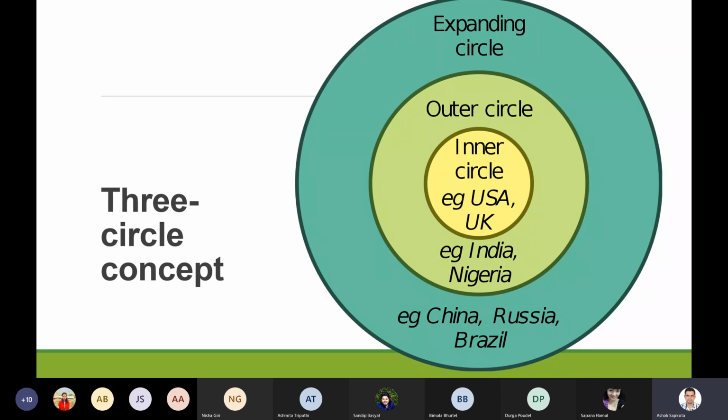What does it mean? Inner circle means the countries like USA, UK, whose first language is English. Under the outer circle are those countries who use English as their second language, and in the third circle, or expanding circle, there are countries who use English as a foreign language only. Fantastic. Anyone, do you have a different idea than your friend, what she shared?